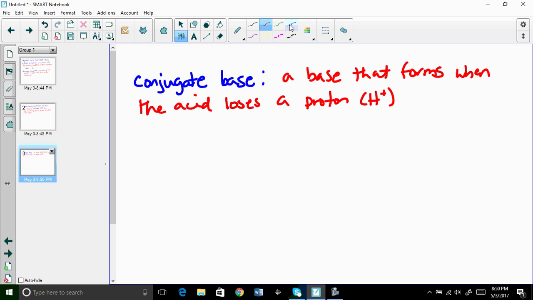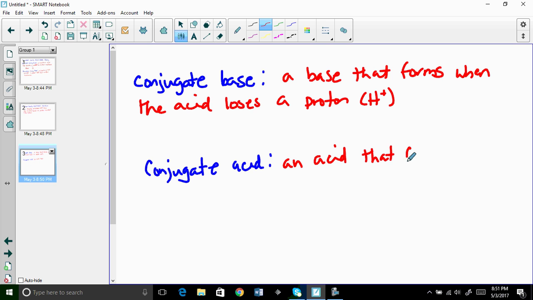And then the last term I have to define. So you have 5 terms. The other day when we were doing titration, I think you had 6. So we're up to 11 of the 27. And a conjugate acid is an acid that forms when a base gains a proton.